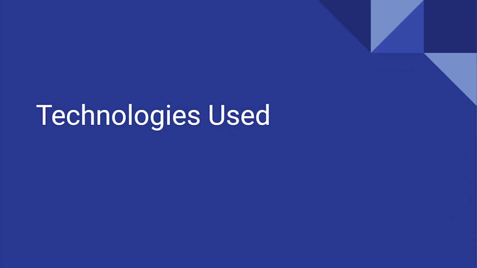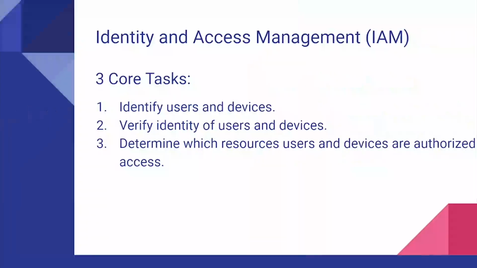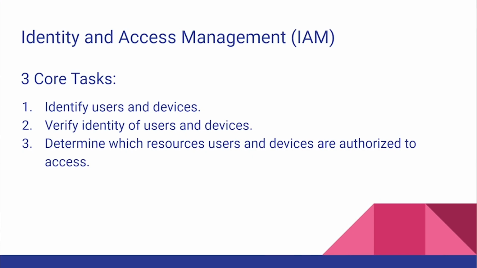Next, I will discuss relevant technologies used. Identity and Access Management, or IAM, is used to control which users have access to data in a cloud system. The three core tasks of IAM are as follows. Identify users and devices. Verify identity of users and devices. Determine which resources users and devices are authorized to access.